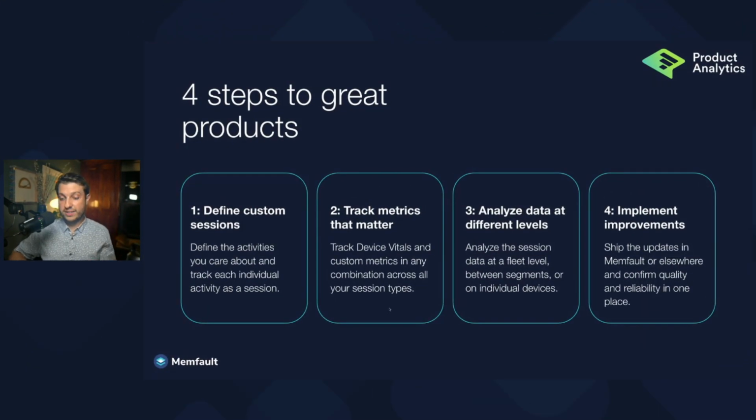Getting started with product analytics is very easy. It takes 4 simple steps. Number 1, you need to define custom sessions. Sessions are the data structure we use to model the activities you care about on the device, the units of the actions, the activities that users take on the device.